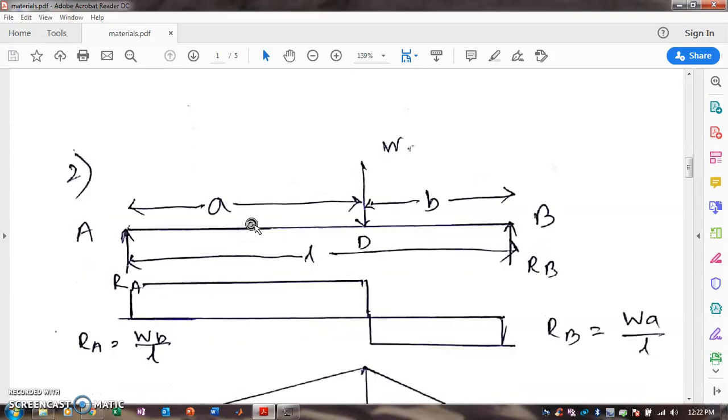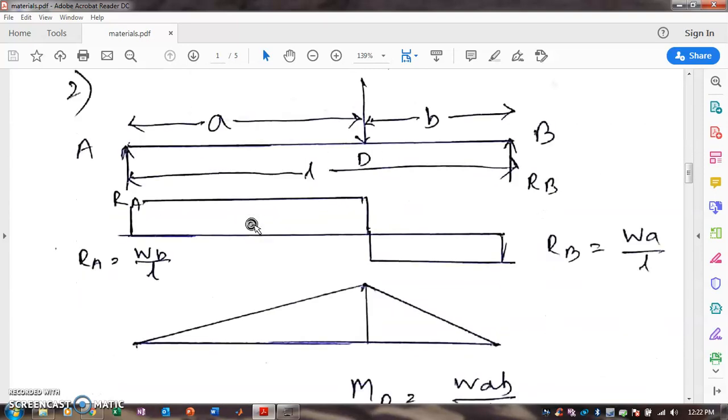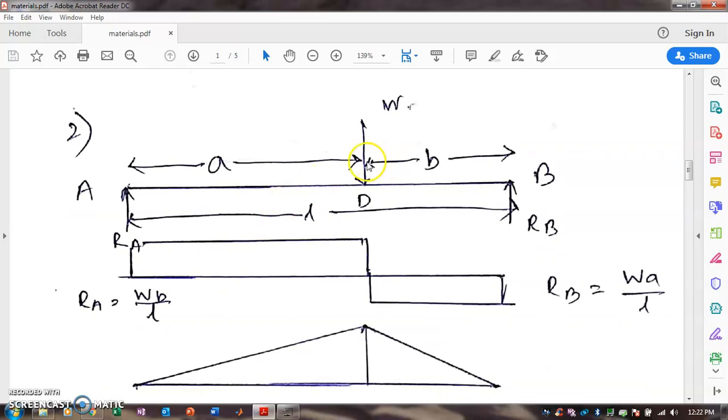Now we are taking the case where the load is not acting at the midpoint, it is acting eccentrically, that is, the distances from the two ends are not equal. So now, the same thing, A and B are the two end points, and the load acts at point D, at a distance small a from A and small b from B.